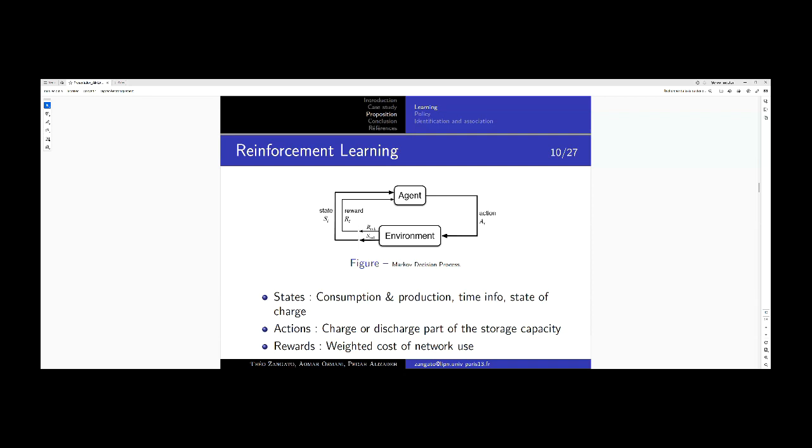So the states we chose for our agents is a set of variables that represent the consumption and the production of the building, time information, so that the agent can set himself into a particular scene, and the state of charge of the system. The action of the agent is to charge or discharge part of the storage capacity it has, and the reward is the weighted cost of the network use, because the cost comes from the energy you take from the grid. And so even if you store it for later use, we can derive the cost from the original charging phase.